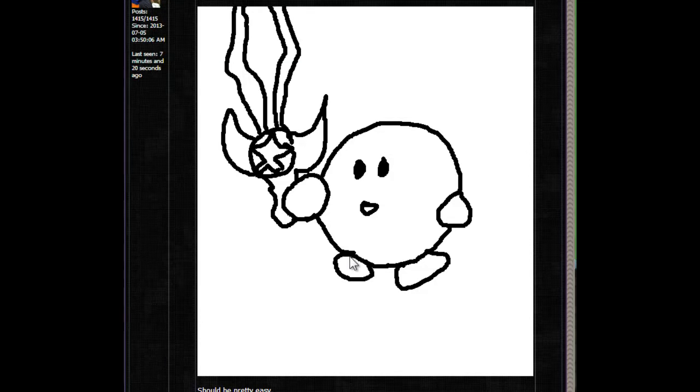And thanks for Tob for requesting me to draw the Kirby with the Ultra Sword. I had no idea what the Ultra Sword looked like at first, but of course I knew what Kirby was.